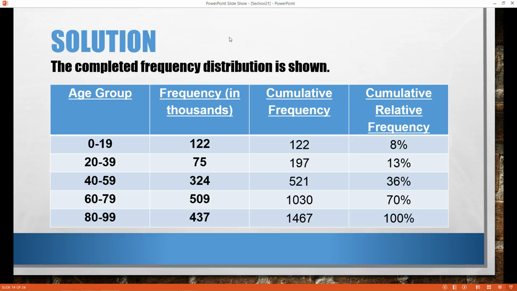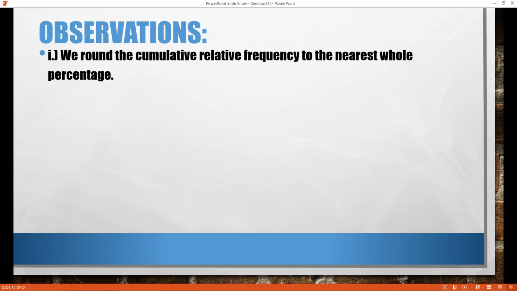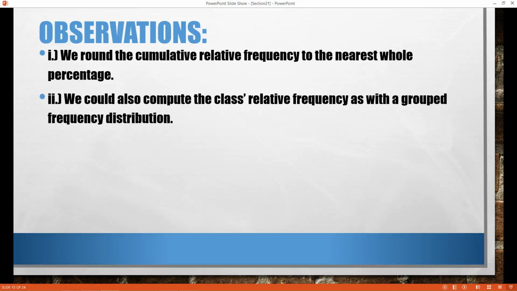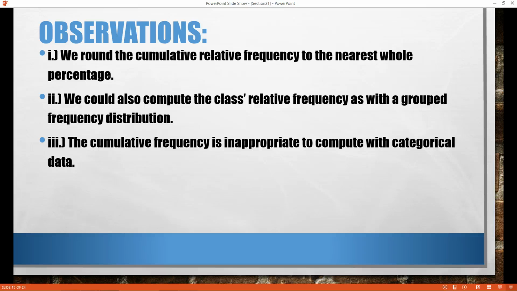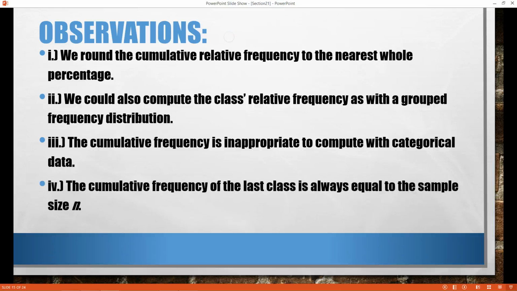All right, so let's make a few observations now on these grouped frequency distributions. First, we round the cumulative relative frequency to the nearest whole number percentage. Notice that's what we did there. We could also compute the class's relative frequency with a grouped frequency distribution as well. In particular, if the data is ordinal level, it really lends itself to that kind of thing. The cumulative frequency is inappropriate for nominal level data, though, the nominal level part of categorical data.